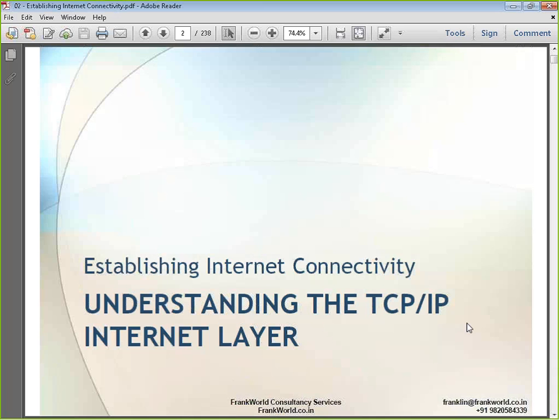To start off with this topic, we'll first try to understand the TCP/IP internet layer. If you compare the OSI model and the TCP/IP model, the TCP/IP internet layer relates to the OSI model network layer. That is what we are going to discuss today.